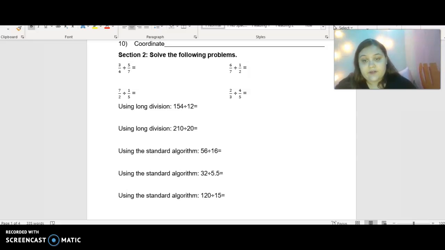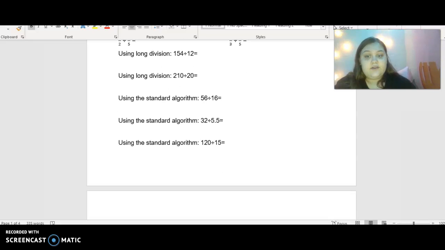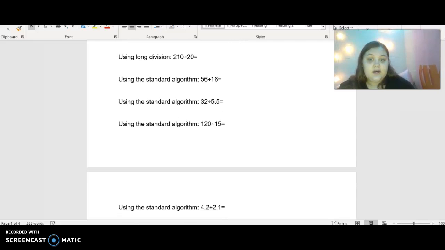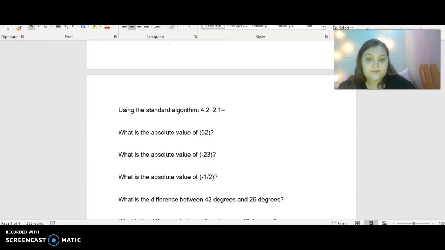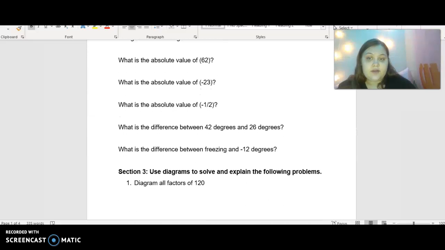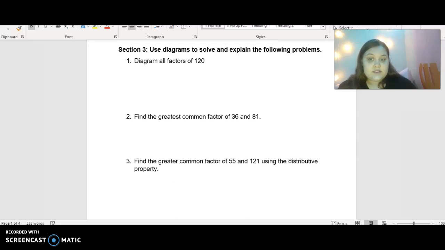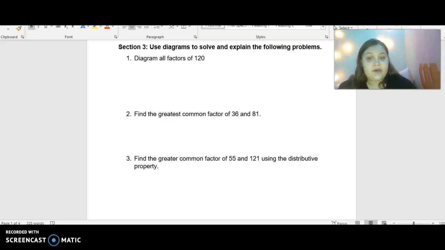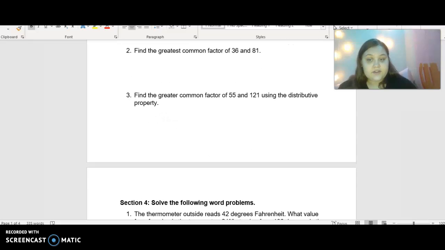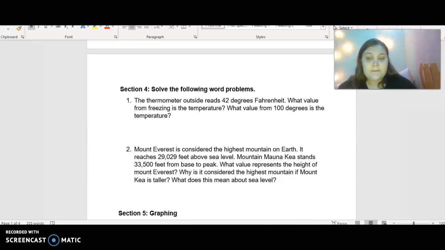Some involve dividing fractions, long division, using the standard algorithm to solve multi-digit numbers, or we have decimals in there as well. We have problems with absolute value and finding the difference between two numbers. In the third section, we are going to use diagrams to solve and explain the following problems, which include factors, greatest common factors, and distributive properties.